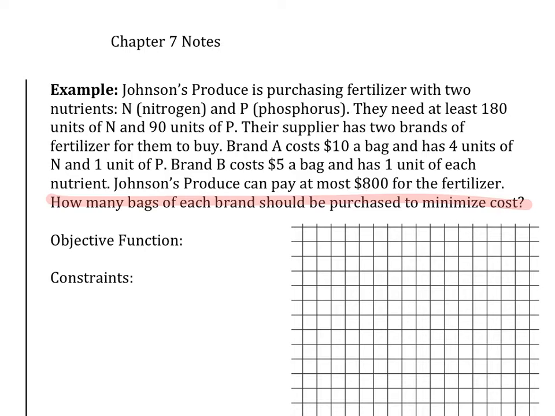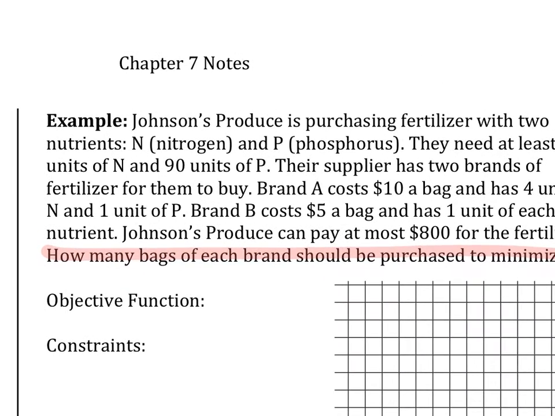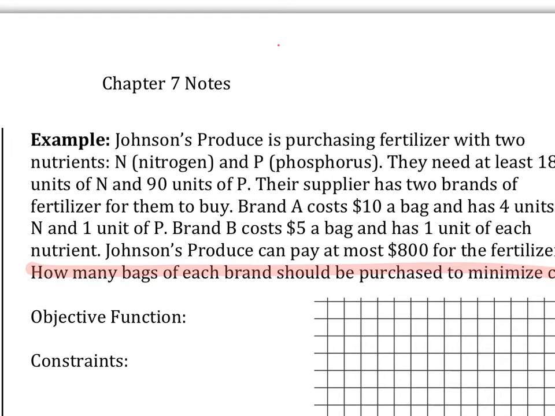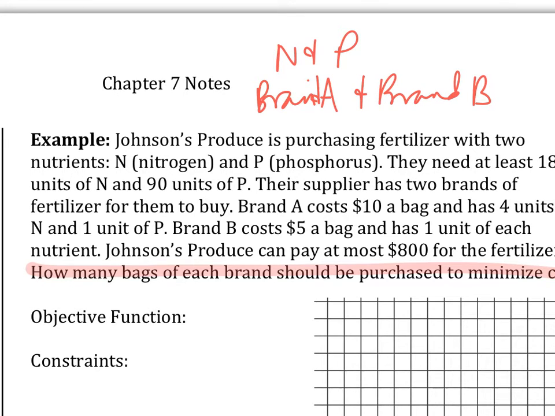Okay, how many bags of each brand should be purchased at minimum cost? That is the question. So once you read the question, the next thing you always ask yourself is, what are my variables? What am I solving for? Okay, so I'm gonna give you two choices. You and your partner have to decide. Is it N and P, or brand A and brand B? All right, you and your partner talk to each other. Are N and P the variables, or are brand A and B the variables?